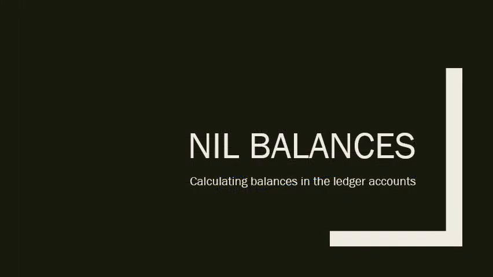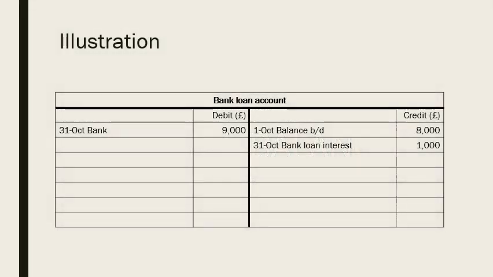We'll now finish this session by looking at the situation where there is no balance left on a ledger account at the end of the accounting period. So let's have a look at an illustration to show how we deal with this sort of situation. On screen we have a bank loan account where there is £9,000 on the debit side and £9,000 on the credit side. So there is no balancing figure required.